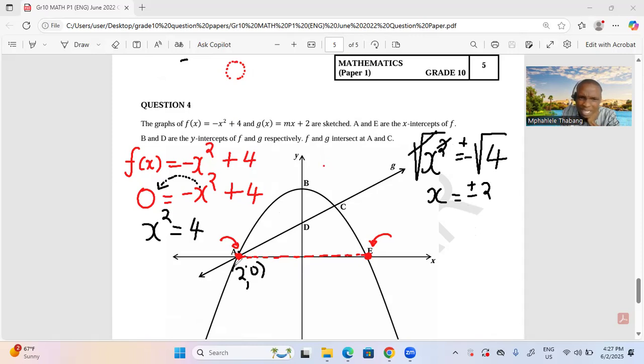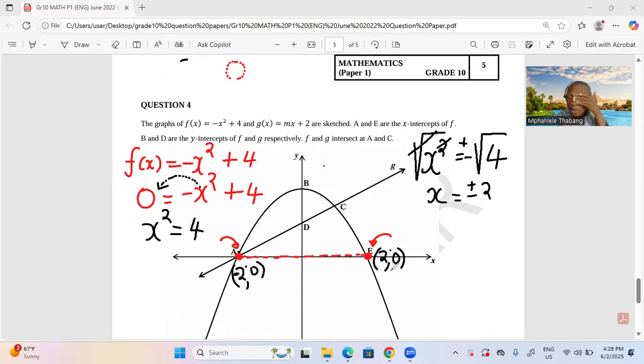Remember, I said at A, the y coordinate is going to be 0 because A is the x-intercept. So x is 2, but the y coordinate is 0. And this is wrong. 2 and 0 is wrong because A is on the negative side of the x-axis. So it has to be negative 2, not 2. And then E is 2 and 0.